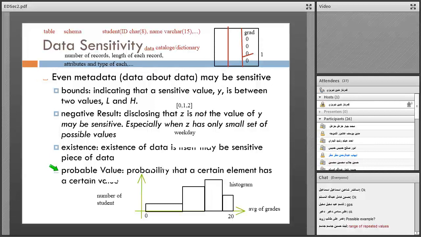So when we say probable value, it means the user or attacker or someone doesn't know the exact value, but he or she knows the probability that a certain element has a certain value.